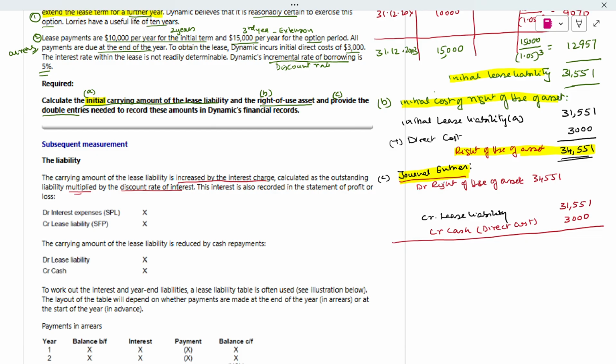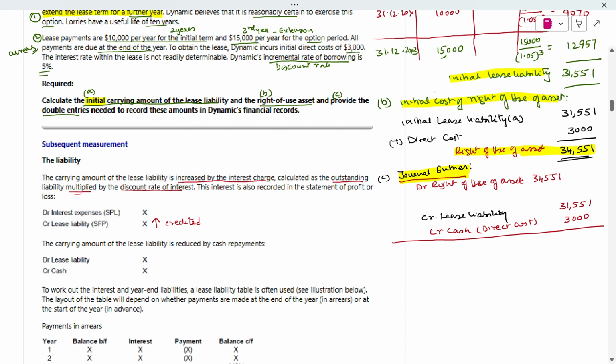Okay, this interest is also recorded in the profit and loss account. Whatever the closing outstanding amount is, on the closing balance we calculate the interest, and that interest will increase the lease liability. We calculate the interest, and automatically the lease liability will increase. If the liability is increasing, it will be credited.